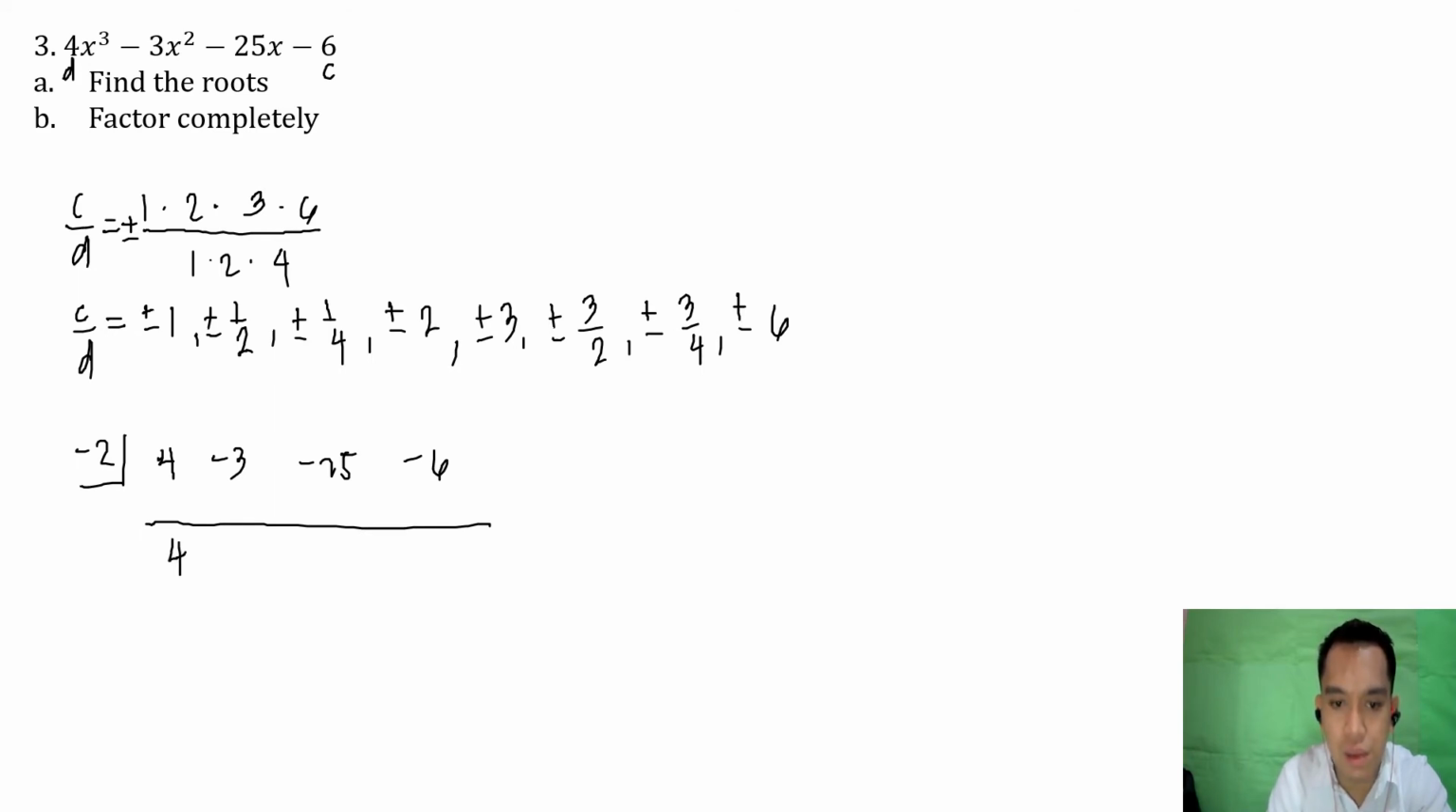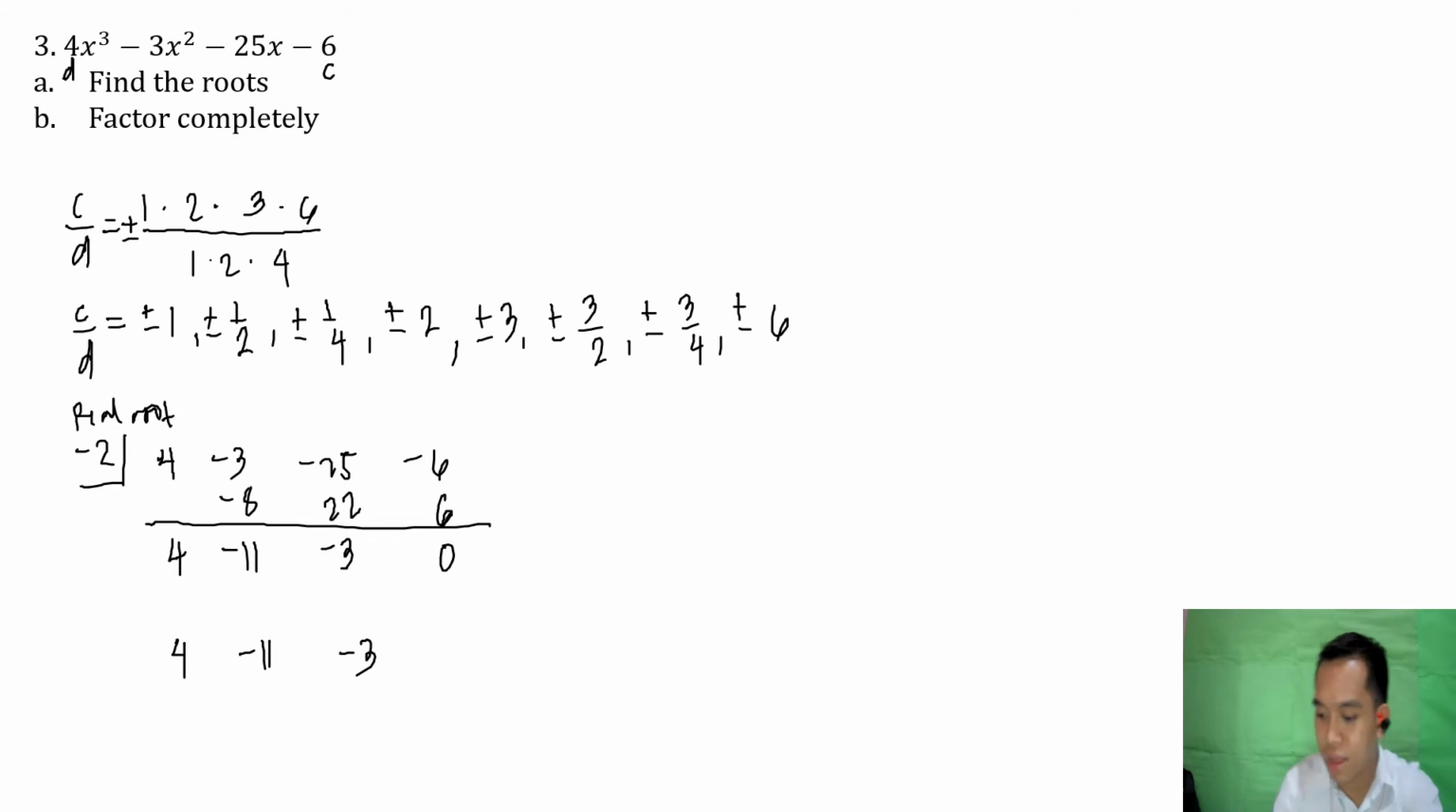4 times negative 2 is negative 8. Negative 3 plus negative 8 is negative 11. Negative 11 times negative 2 is positive 22. Negative 25 plus positive 22 is negative 3 times negative 2 is positive 6. And negative 6 plus positive 6 is 0. So therefore, yung negative 2 is a real root of our polynomial. Next, so ipagpatuloy lang natin to. 4, negative 11, then negative 3.